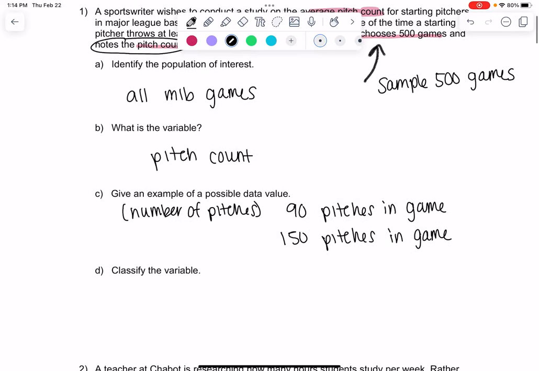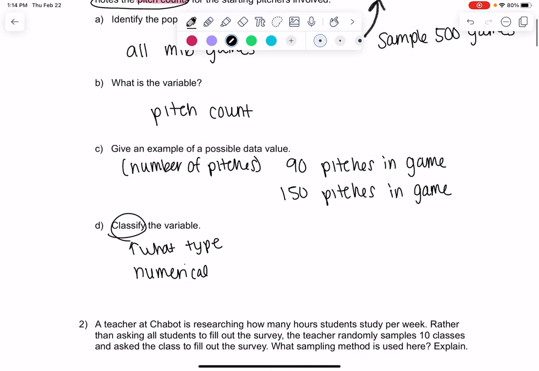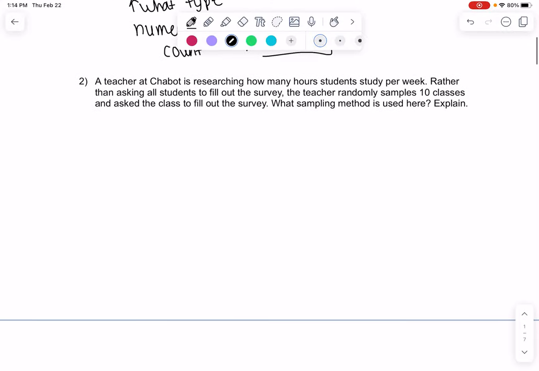And classify the variable means what type. If we're looking at pitches, is it a number or is it in words? It's a number. And then once it's numerical, is it something that we count or is it something that we measure? If it's something we count, there's gaps, which means only whole numbers are possible. If it's something we measure, it flows, anything works. So I think with pitches, it can only be whole numbers. We count it. So this is discrete, not continuous. Cool.